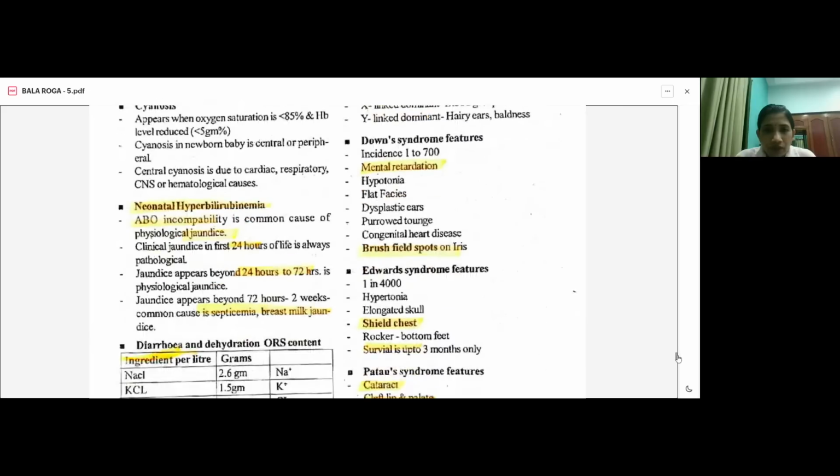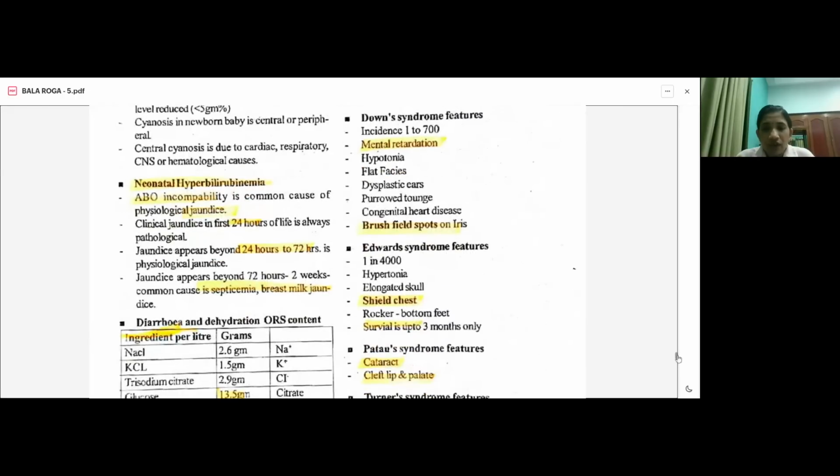So the features of Down syndrome: mainly mental retardation is present, and a flat face is the salient feature of babies with Down syndrome. And the Brushfield spots, mark that one. Brushfield spots on the iris are present only in Down syndrome.